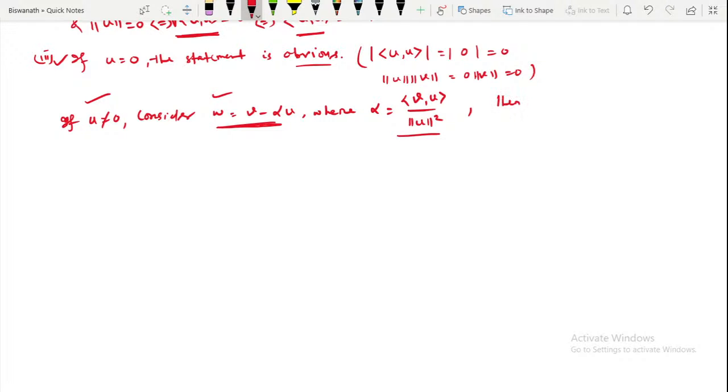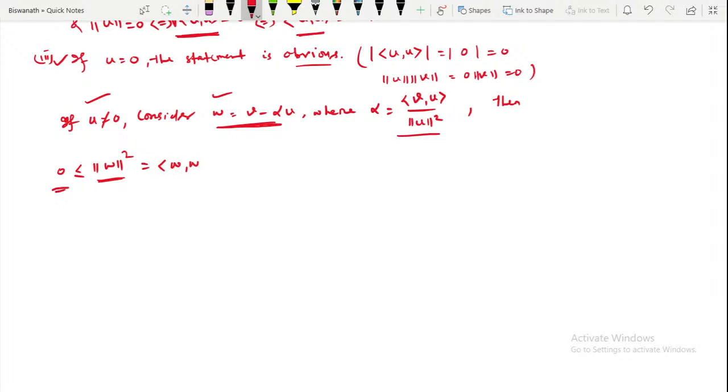Then if we consider this norm w square, it will always be greater than or equal to 0. The norm of any vector is always greater than or equal to 0. So this norm w square is always greater than or equal to 0. And what is norm w square?